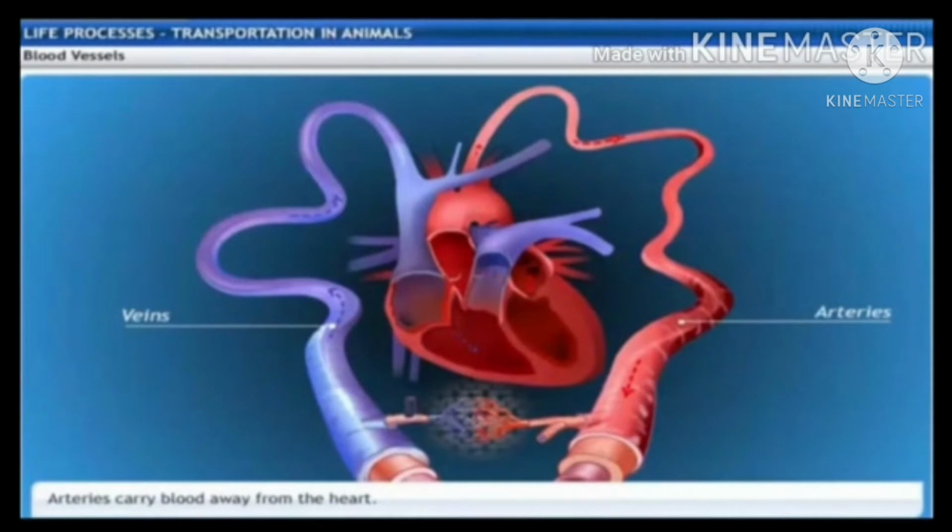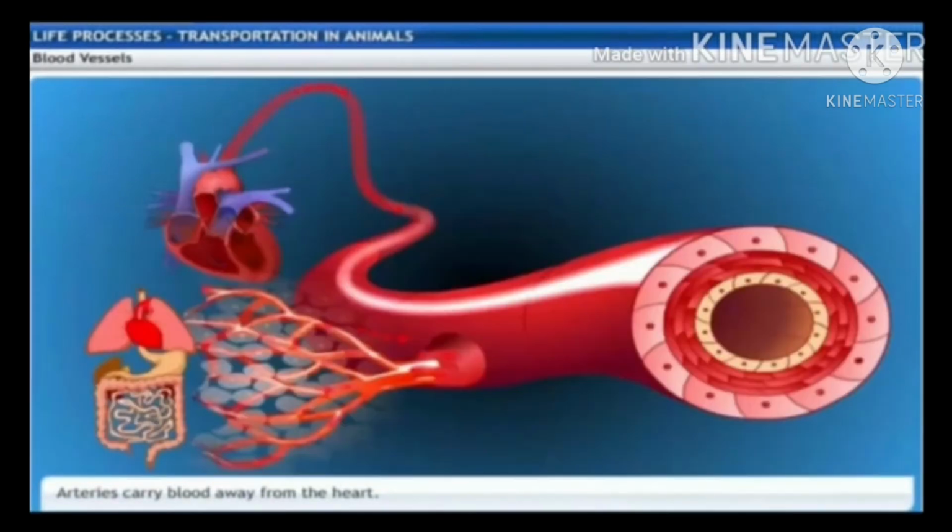Next, blood vessels. Human blood flows only inside closed blood vessels. They are of three types: arteries, veins, and capillaries. Arteries transport blood from the heart to different parts of the body. The walls of the arteries are thick and elastic. Valves are absent in arteries. All the arteries carry oxygenated blood except the pulmonary arteries.